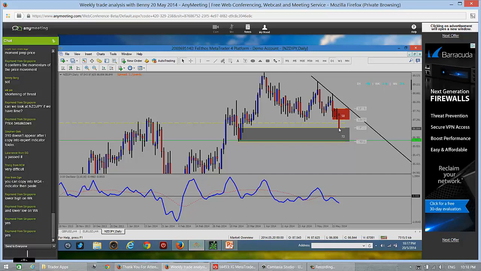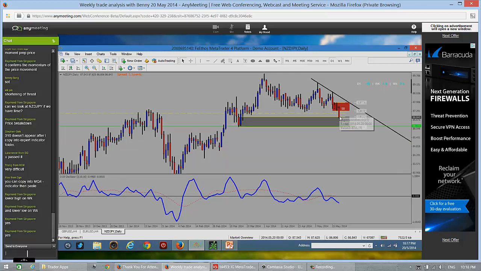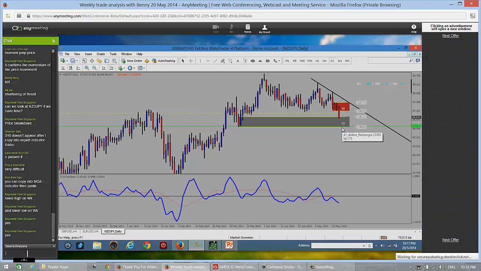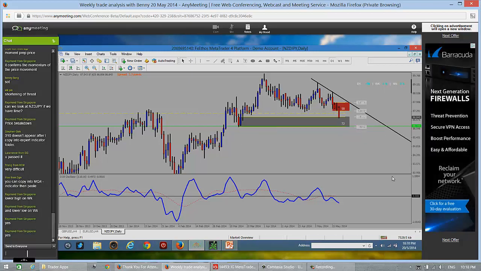Okay. So we want the price to really show some conviction by moving downwards and remove this demand. Right? And then after that, we create that, which is a good sell. Okay, any other questions?